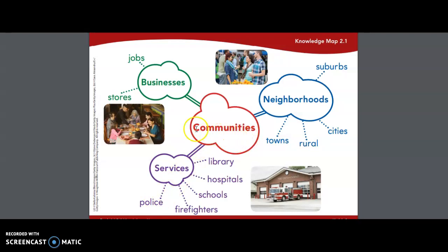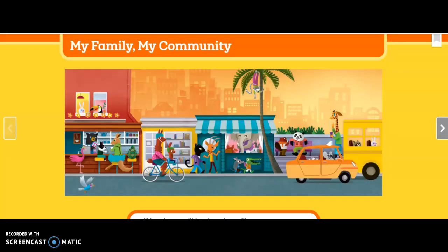I hope that you have some understanding of communities, and if you don't, guess what? You're going to learn all about it over the next couple of weeks. We're going to be reading texts of nonfiction and fiction that will help us learn about communities. So if you have your My Book, book number 1, you can turn to page 92 and 93. This little page will show you all about my family and my community.